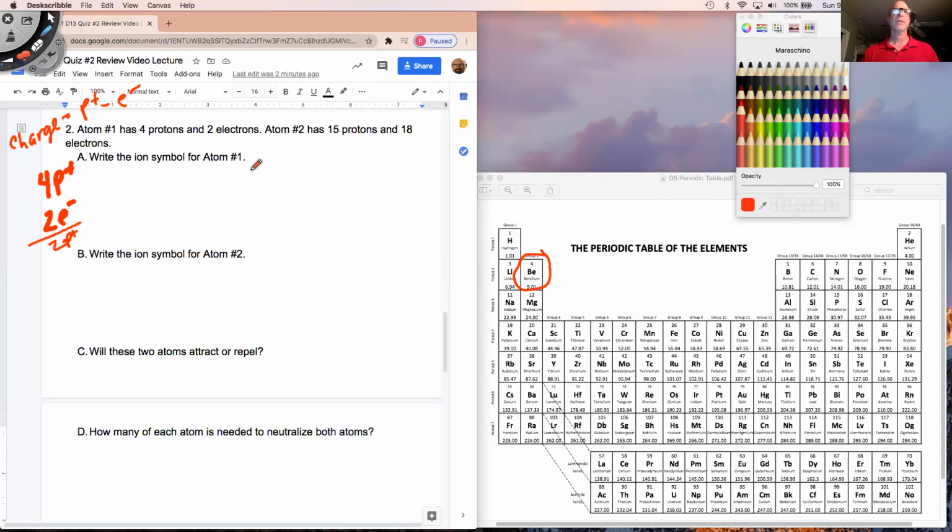So what's the symbol going to be? We have beryllium right here, beryllium with a 2 plus charge. And boom, you have the answer. Well done. All right, so let's go to the next one.